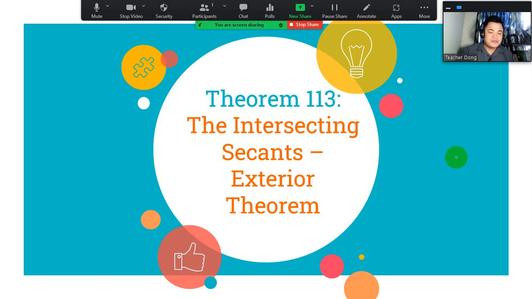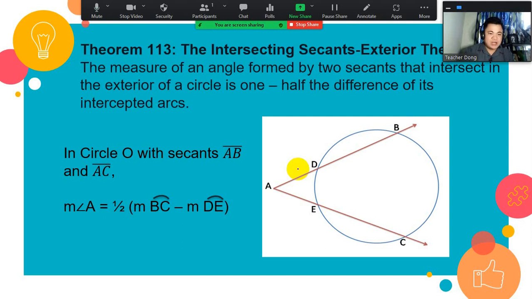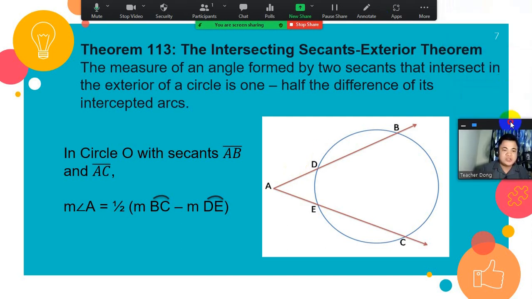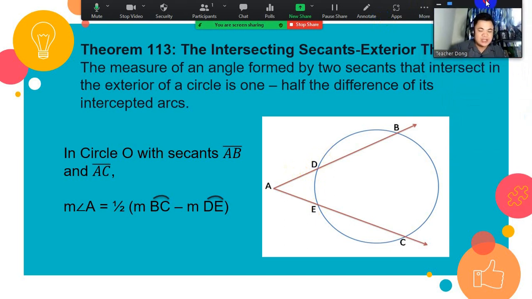Okay, so the first one is Theorem 113, or the intersecting secants exterior theorem. What you need to remember about this is the word exterior, because the angle formed is located outside the circle, or at the exterior of the circle. Theorem 113 says that the measure of an angle formed by two secants that intersect in the exterior of a circle is one half the difference of its intersected arcs.